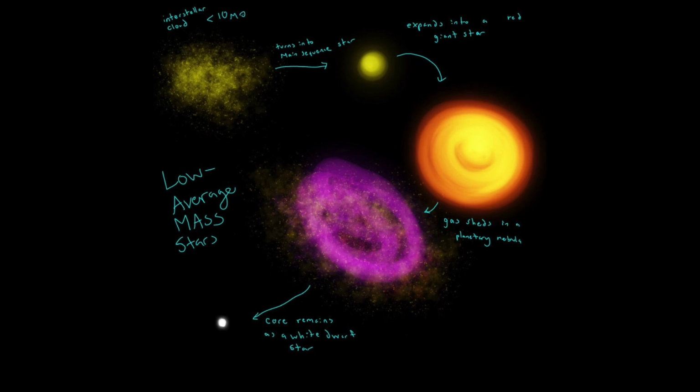In low to average mass stars, which are up to 10 solar masses, we start off with an interstellar cloud. This turns into a main sequence star. The main sequence star will expand into a red giant star. The gas will be shed in a planetary nebula, and then the core remains as a white dwarf star as it cools down until theoretically it will turn into a black dwarf star.